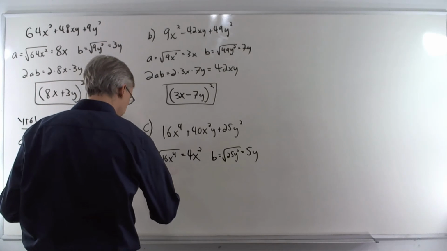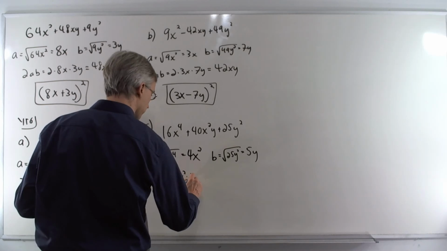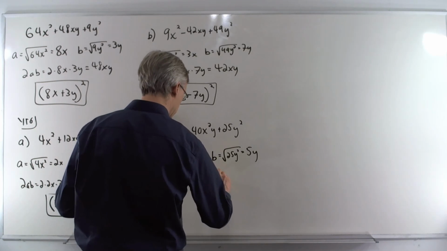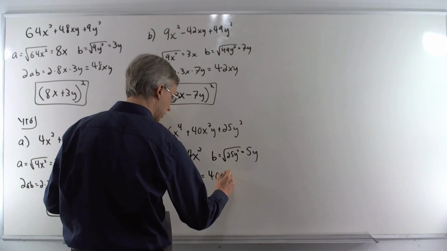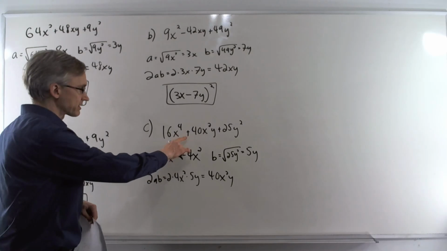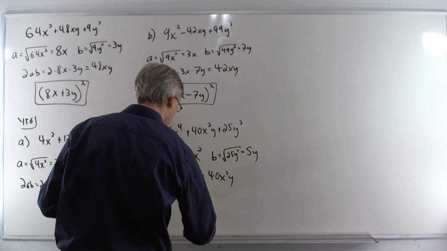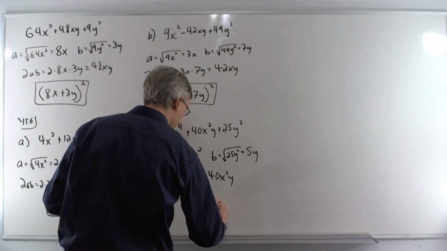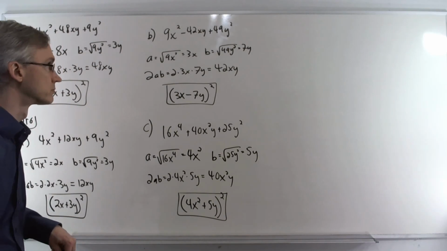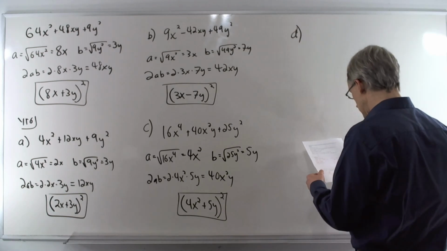Now let's check the middle term. 2ab equals 2 times 4x squared times 5y. 4 times 5 is 20, times 2 is 40. Keeping the x squared and the y. So 40x squared y matches that middle term. And we've got a positive version here, so we use the positive version of the formula. 4x squared plus 5y squared. D.